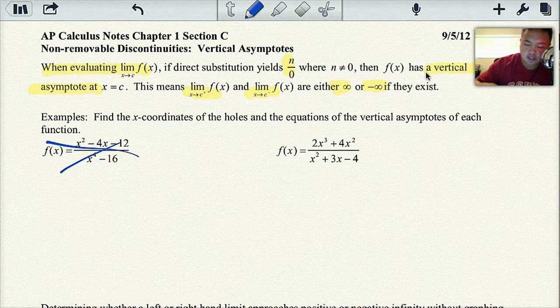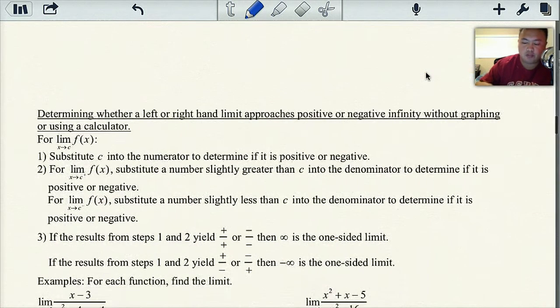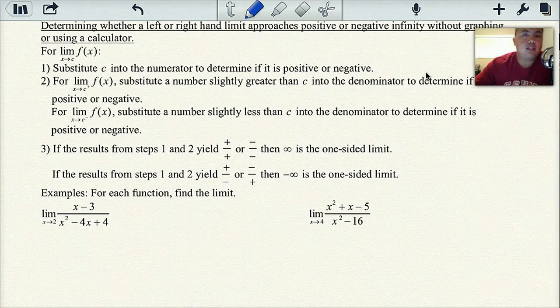Now we're going to skip over this example. It doesn't have to do with what we need to know for calculus. But let's look at what I mean by solving for infinity. So these are the steps. First of all, you're going to plug in the number, like we usually do for limits, and determine if the numerator, just the numerator, is positive or negative.